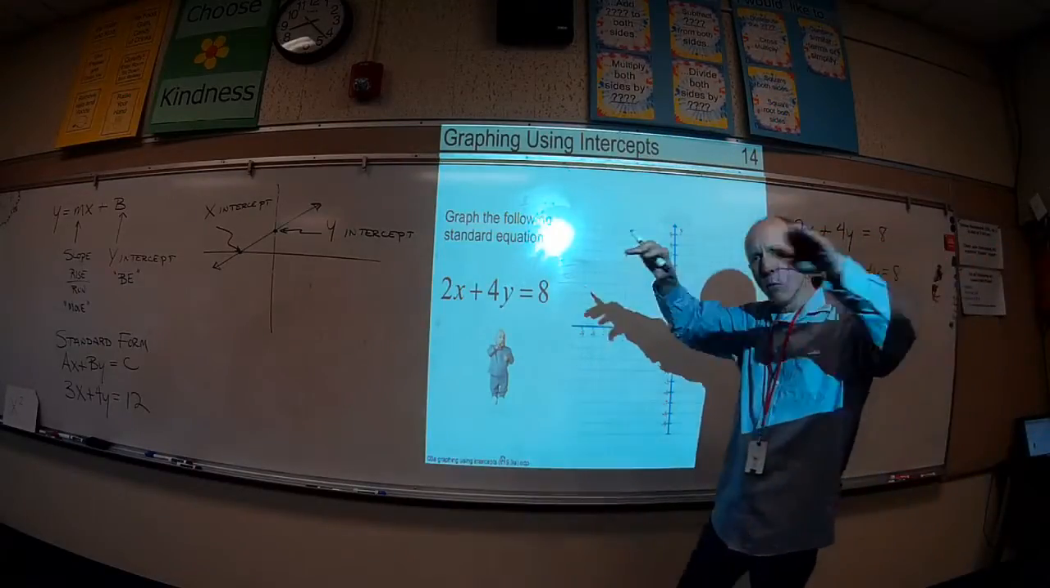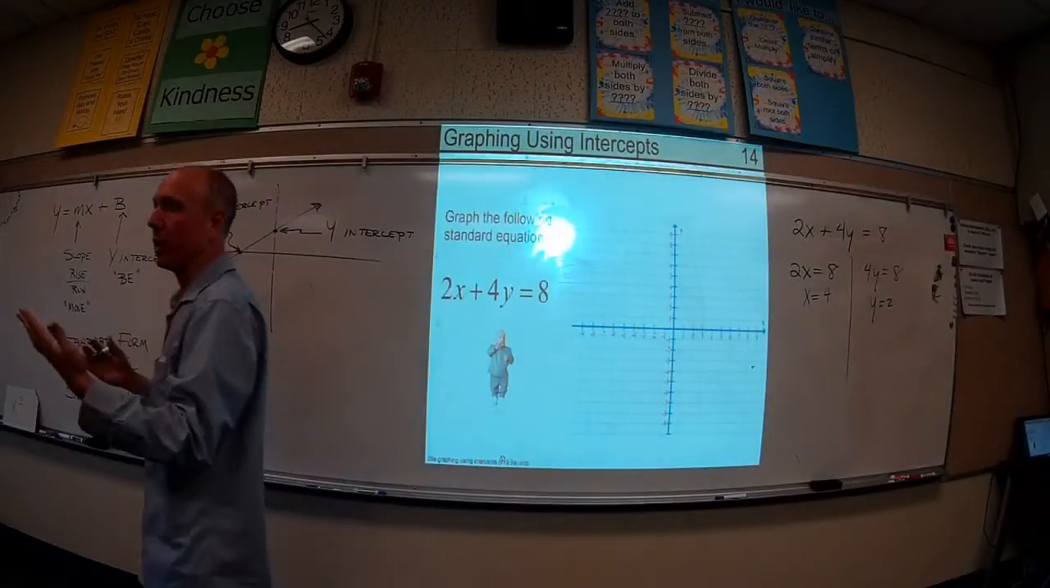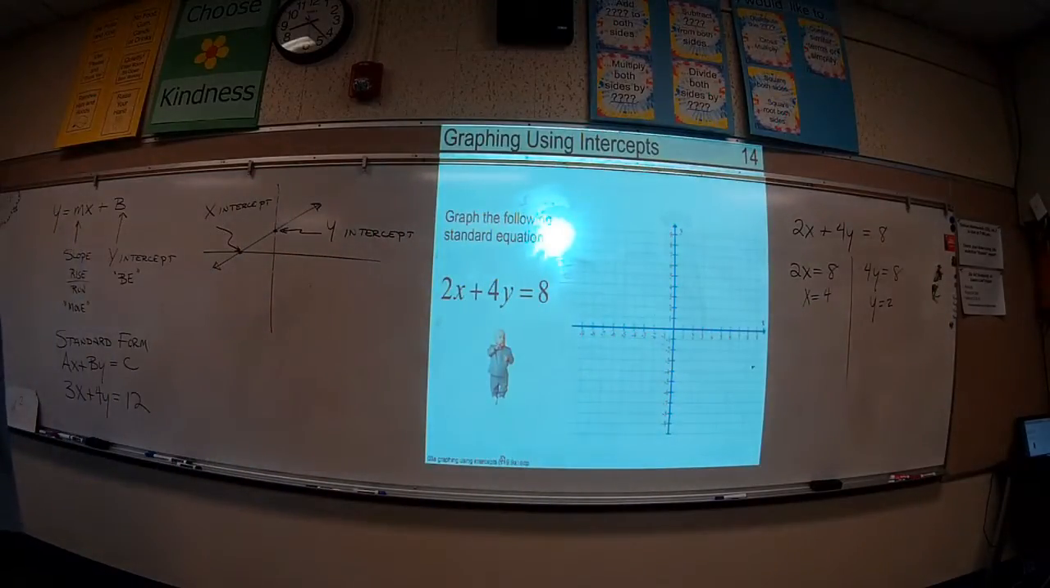And then drop some more points. Continue the pattern. You see the pattern right there. Drop some extra points, connect the dots.